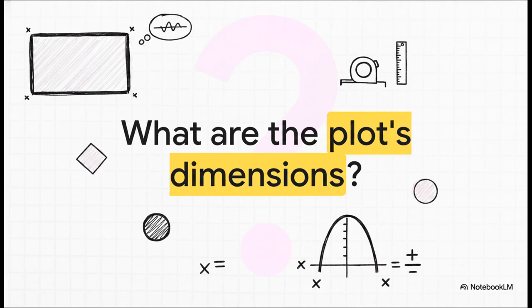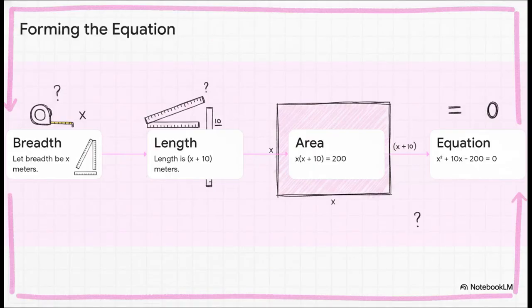So, how do we convert this simple English sentence into a solid mathematical equation to find the actual dimensions? Let's solve this puzzle together. Let's just walk through the logical steps very patiently. Step 1. We don't actually know the breadth, right? So let the breadth of the plot be x meters.